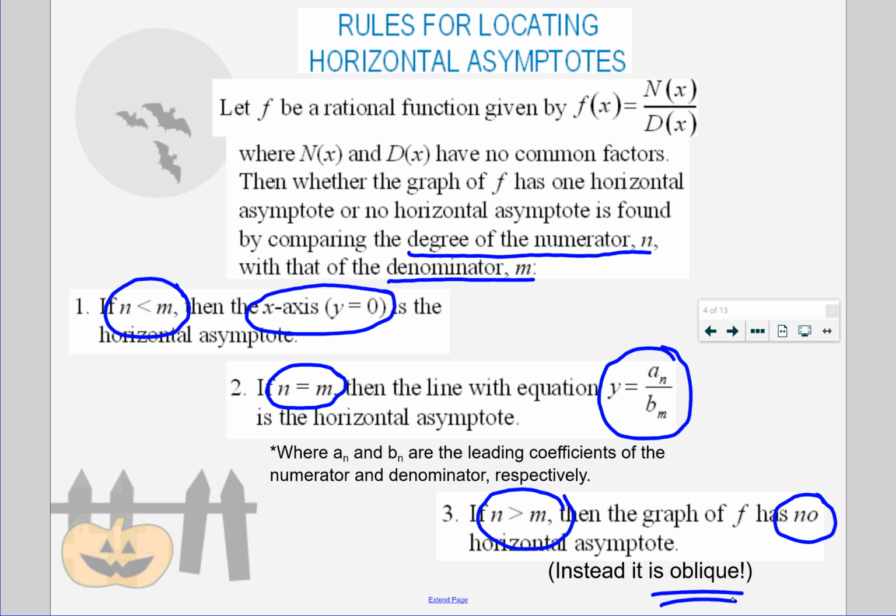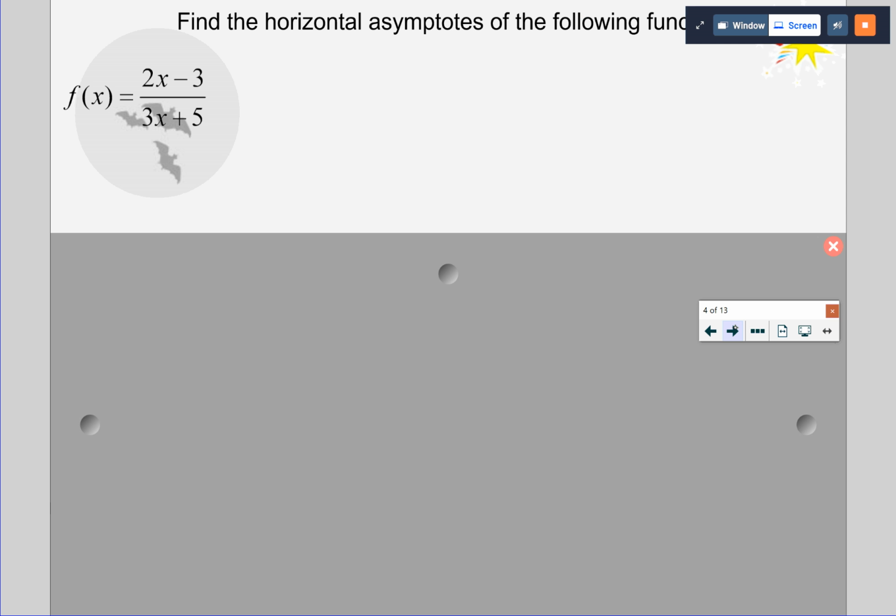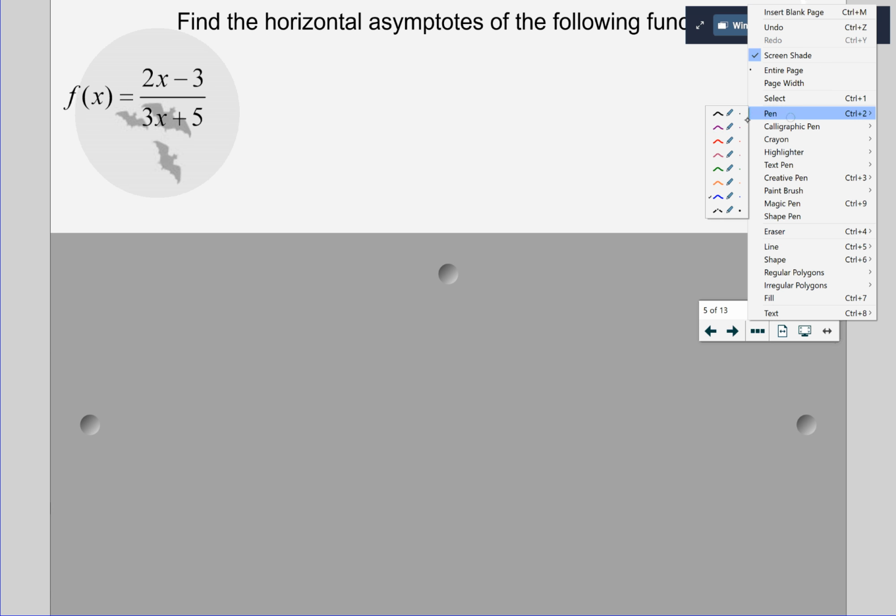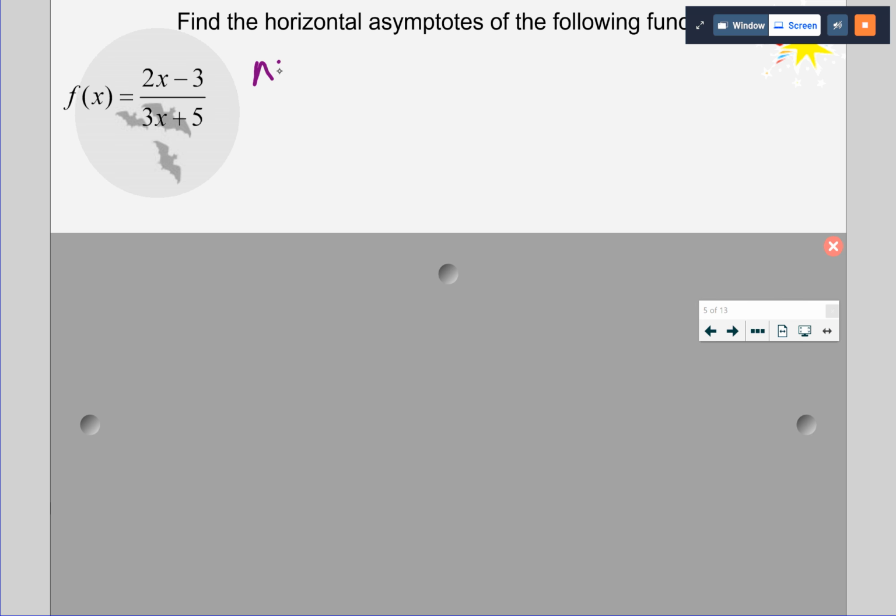Everybody got what they need? All right, let's practice on your big idea worksheet. Find the horizontal asymptotes. So we're going to start by finding n and m. n, degree of the numerator, m, degree of the denominator. What is the degree of the numerator in this problem?